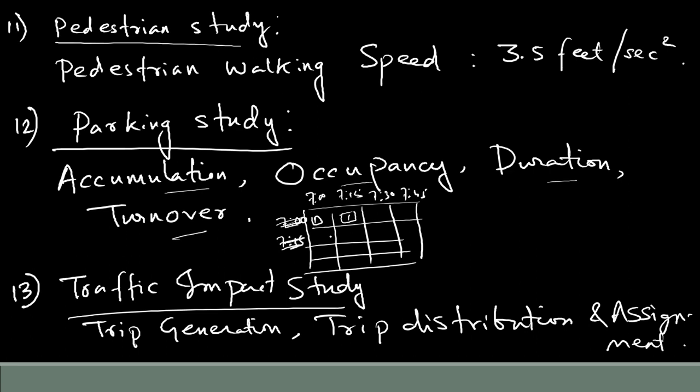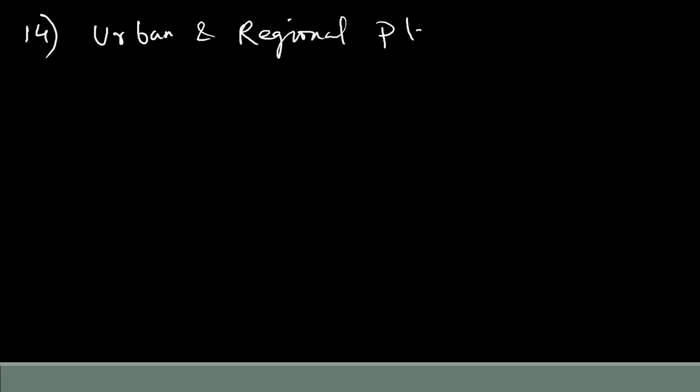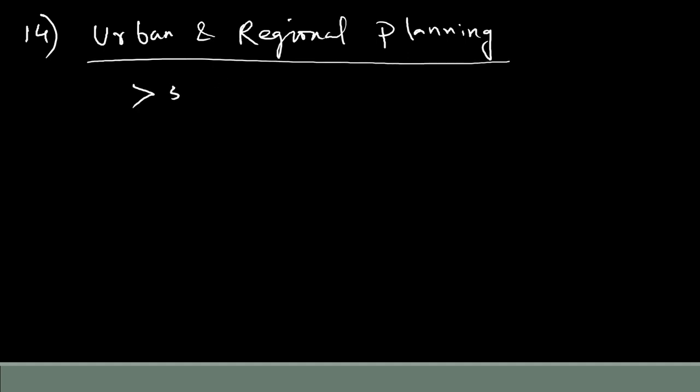Number 14 is very important, which is for urban and regional planning. These two questions they ask very often, I have seen. Let's say the population is greater than 50,000. If you have a population greater than 50,000, then you will have a transportation planning process for that zone.